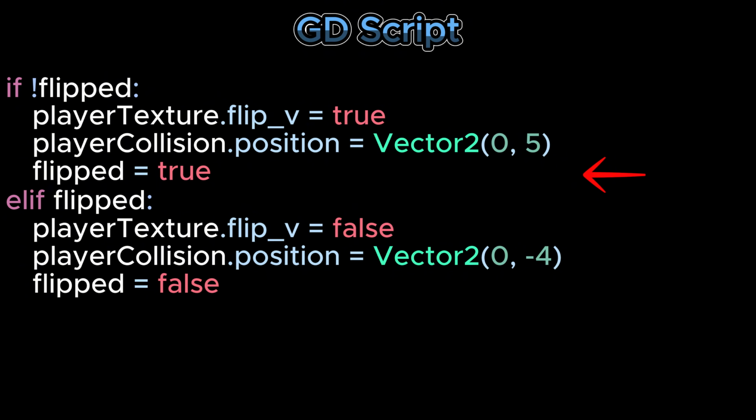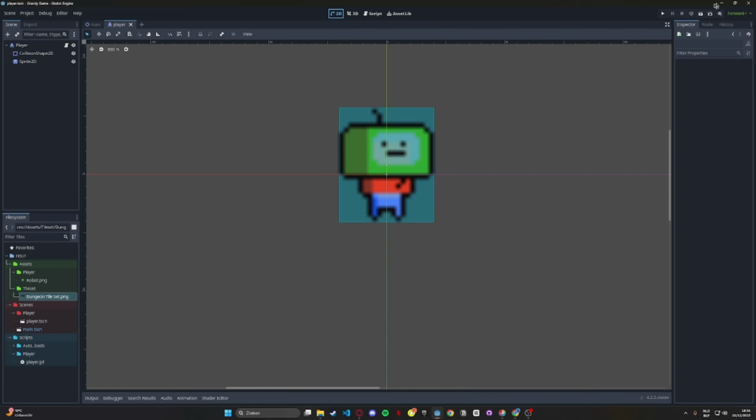Then I needed to set flip through. But if it was flipped already, so the player was on the ceiling, I needed to flip the texture back to normal. So flip v is false. I needed to change the position of the collision shape also back to normal. So to 0 and -4, and I set flip to false. Alright, that wasn't that hard to understand.